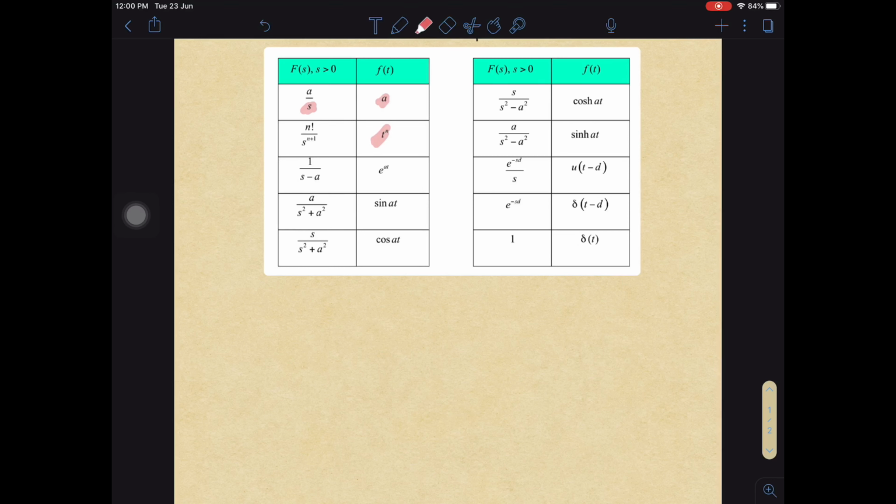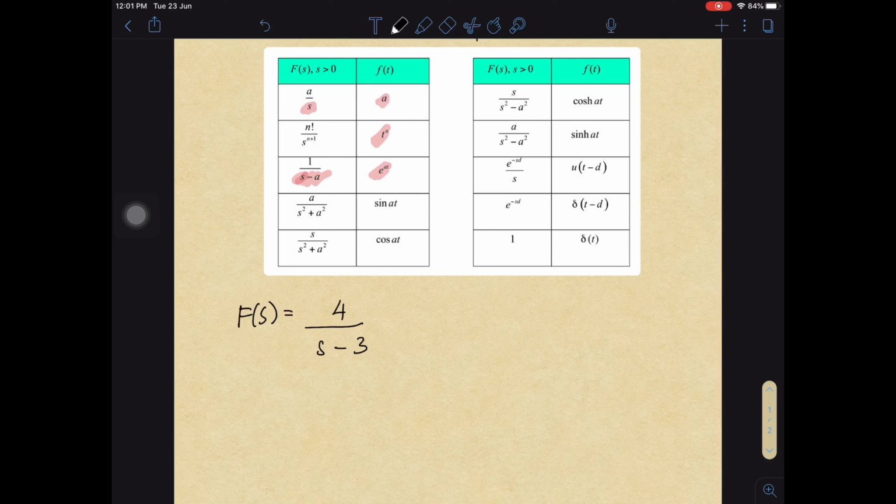Now, if the denominator is not a single s, but you have s minus another constant a. So if you have in the denominator s to the power of 1 minus any constant or plus any constant, this one will be related to the function f(t) equal to e to the power of at. For example, if you have your F(s) equal to 4 over s minus 3, so you have s to the power of 1 in your denominator, and it's not just s, but you have negative 3 beside s. Therefore, this one is related to the function f(t) equal to e to the power of at.